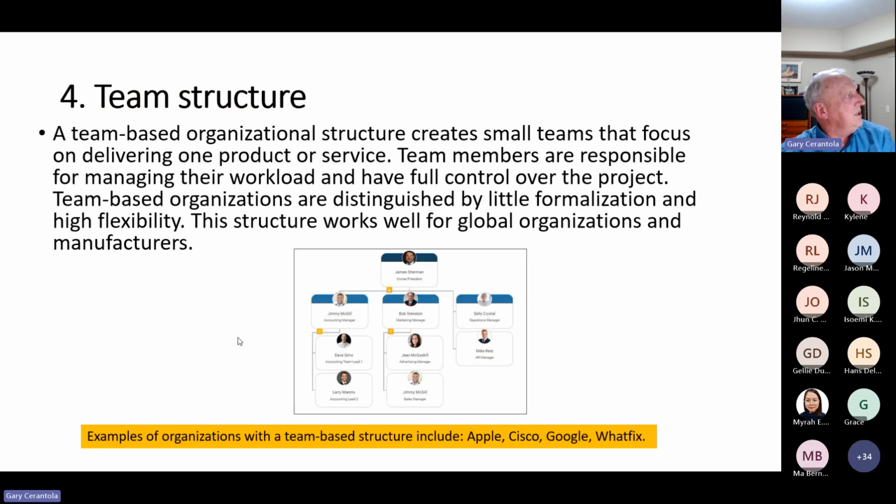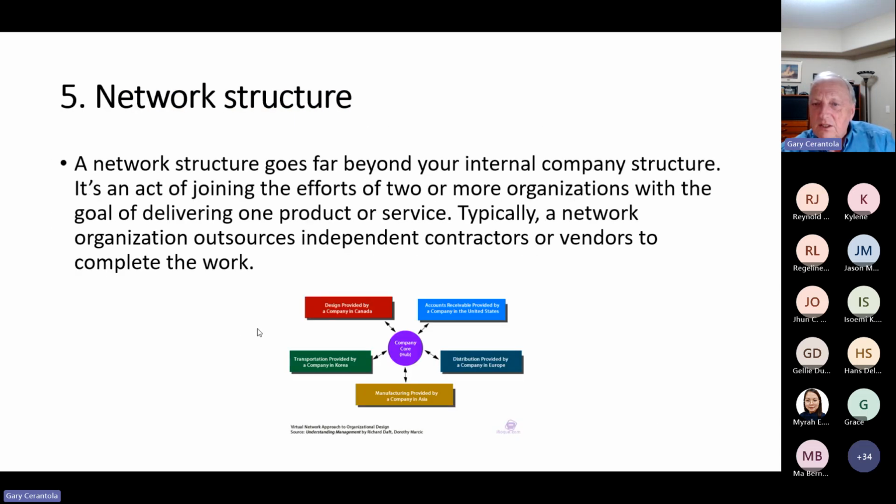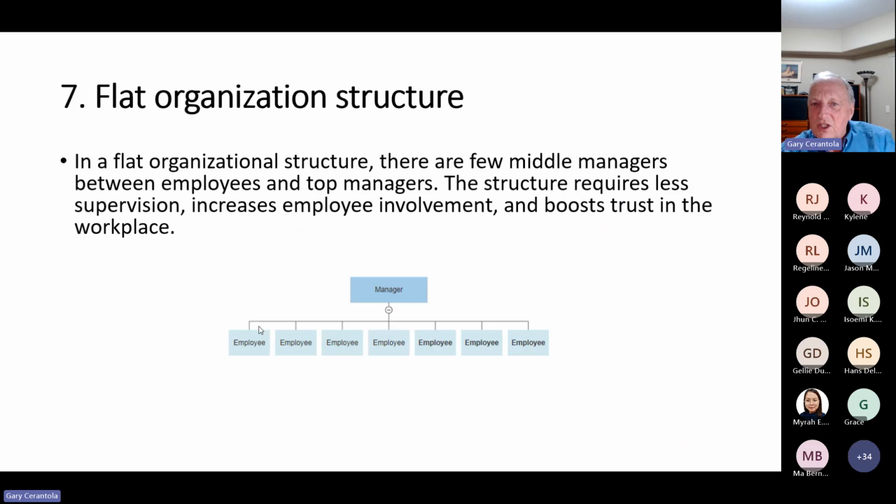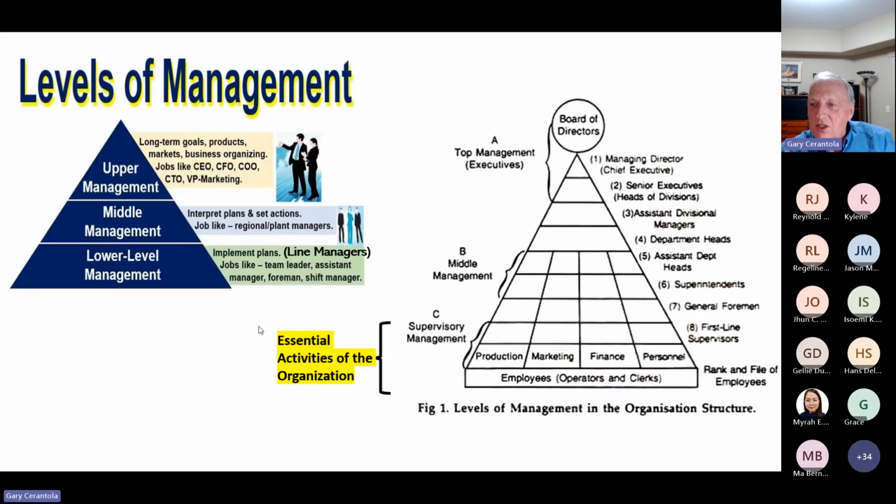Okay, so a lot more about the matrix structure. Here's a little more about the network structure, the flat organization. And the thing to understand is that in the lower levels of management, in the line functions, this is really where it happens. This is where the customer gets supported.